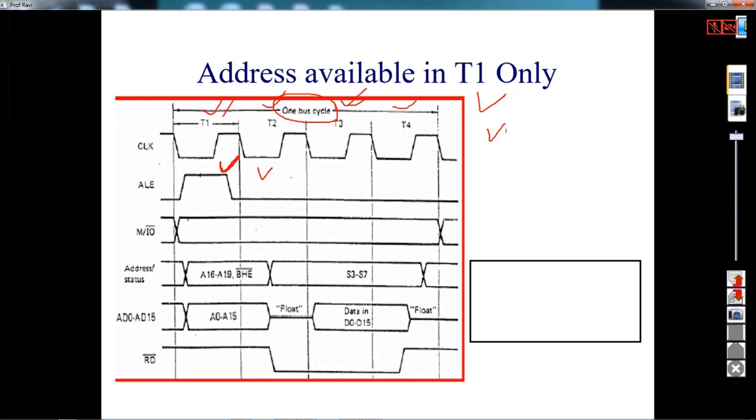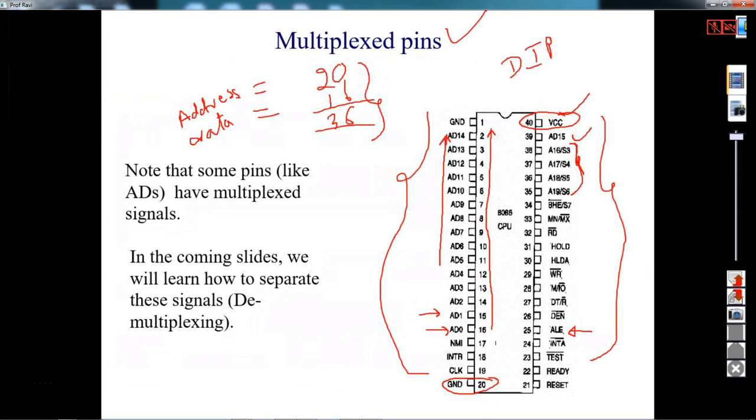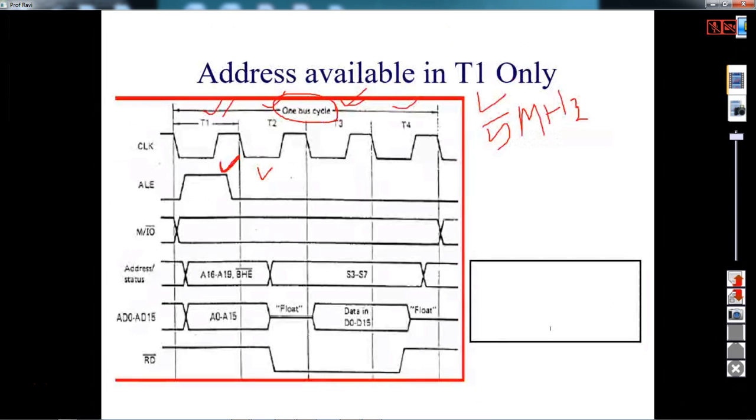To see in detail, suppose your processor is working with a 5 megahertz clock. The 19th pin is the clock pin, where you connect the external clock, since any digital IC has to be driven by a clock. If the clock is 5 megahertz, each time period would be 1 by 5 megahertz, that is 0.2 microsecond.